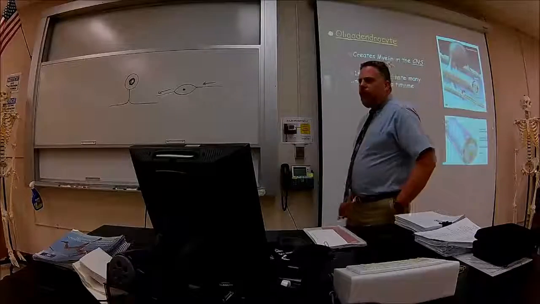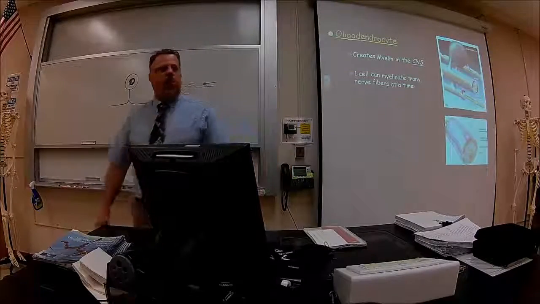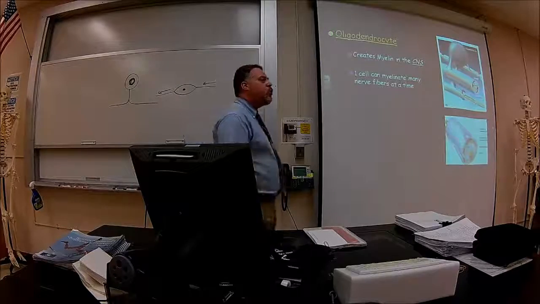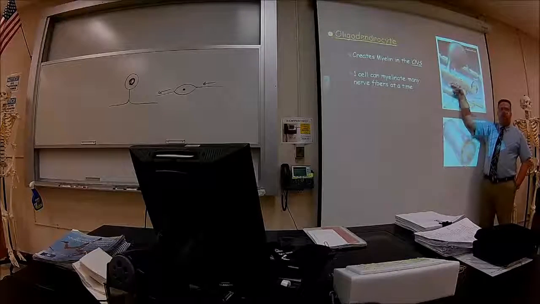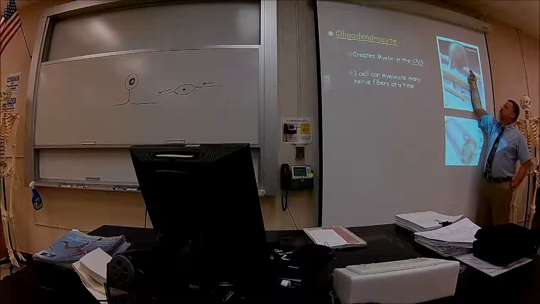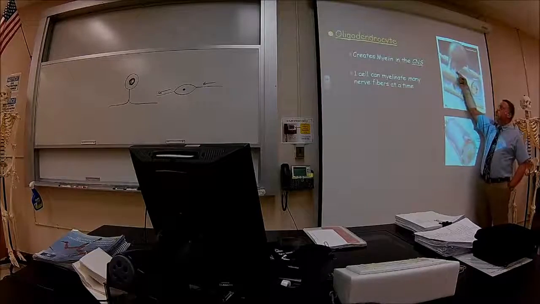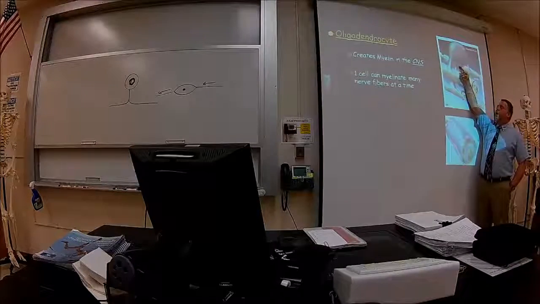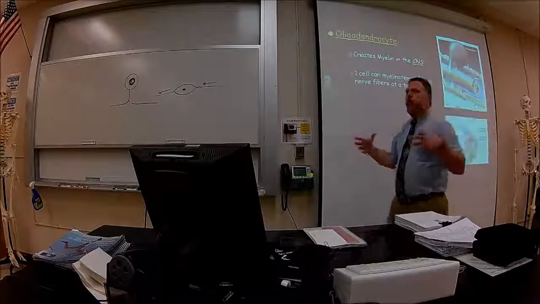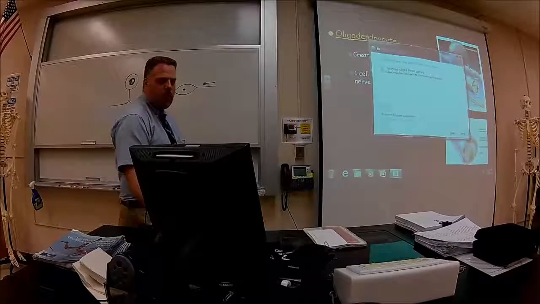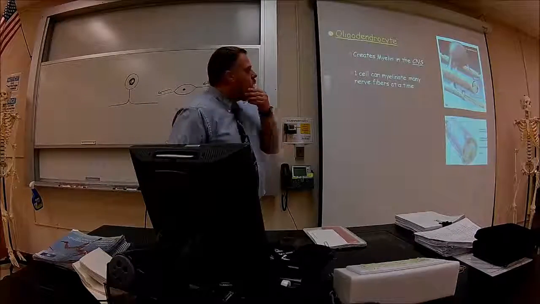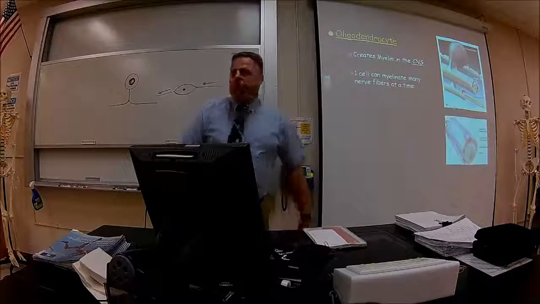Now, we also have oligodendrocytes. This is going to create myelin in the central nervous system. And we have one cell over here that's going to wrap itself around an axon and also be able to wrap itself around another axon and another axon. So you have one oligodendrocyte that can actually create myelin on 10 or 20 different axons all at the same time. The oligodendrocyte can do that.